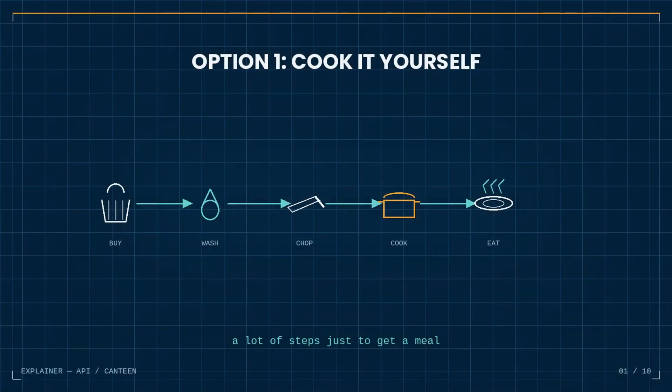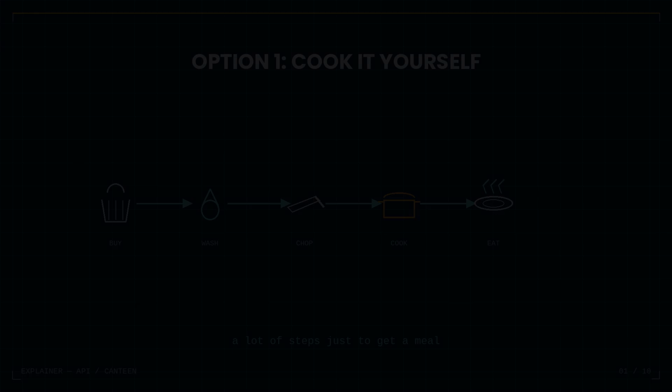Imagine you're hungry. You have two options. Option 1, go to the market, buy raw ingredients, bring them home, wash them, chop them, cook them, plate them, and only then can you eat. That's a lot of work just to get a meal.